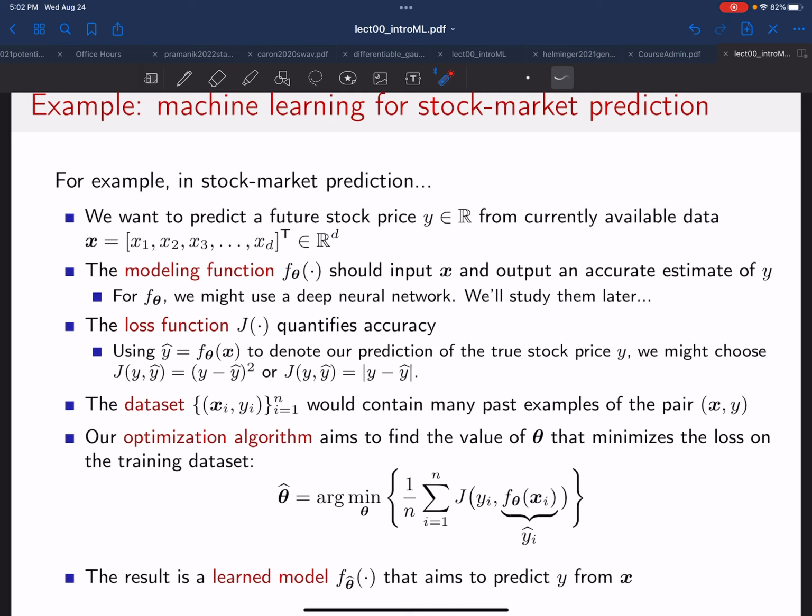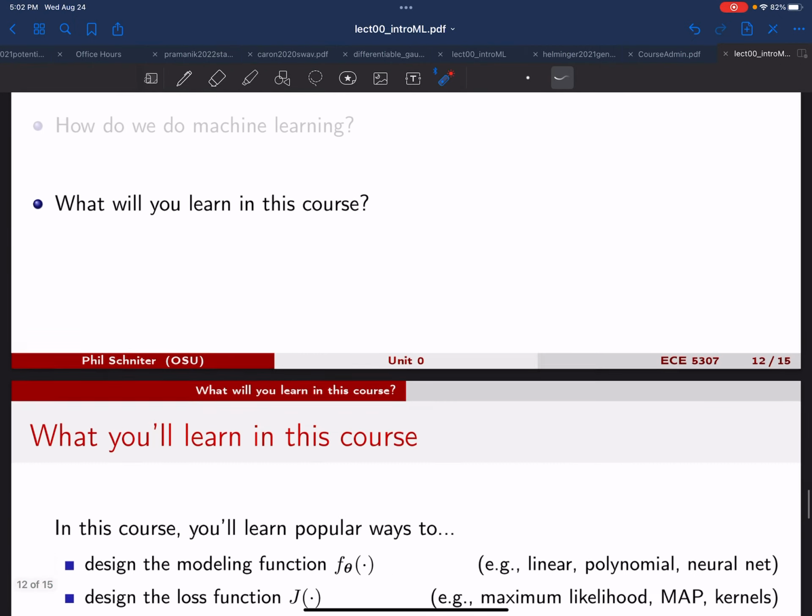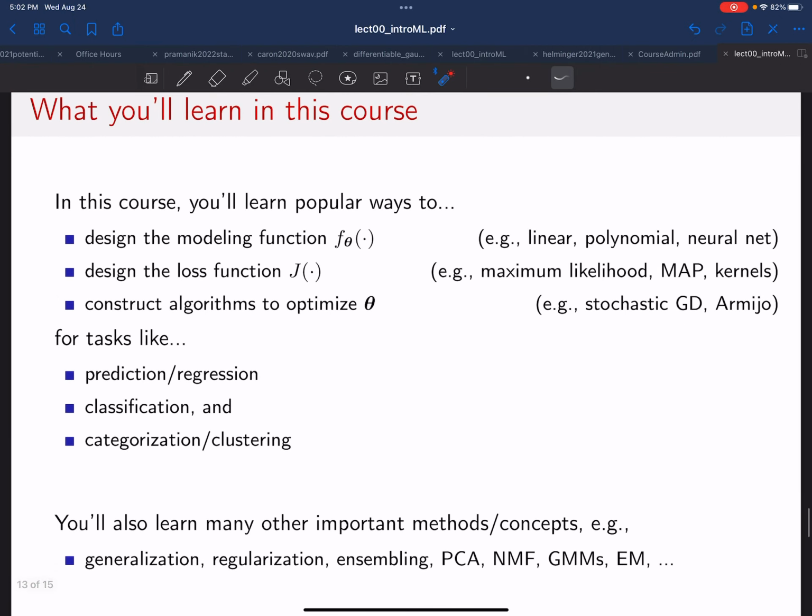Tomorrow we'll get a bunch of data, we'll stick it in that model, and we'll get an estimate of the next day's stocks. So this is kind of in a nutshell what we're doing as we go through the course. We're going to learn all kinds of ways of designing this modeling function, the loss function, algorithms to optimize. And again, there'll be different tasks.